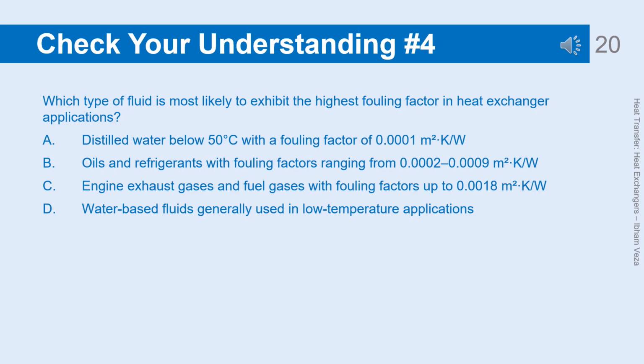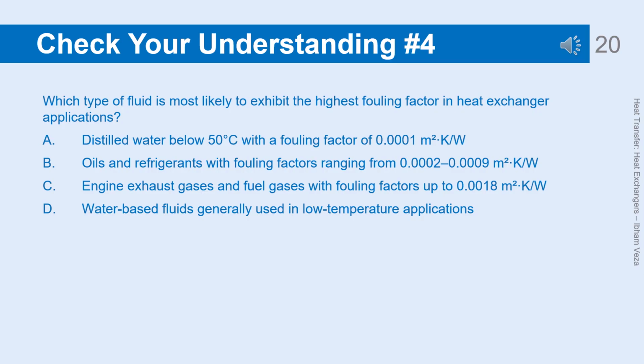Correct answer, C. Engine exhaust gases and fuel gases with fouling factors up to 0.0018 meters squared Kelvin per watt. Explanation of incorrect options. A. Distilled water below 50 degrees Celsius with a fouling factor of 0.0001 meters squared Kelvin per watt.